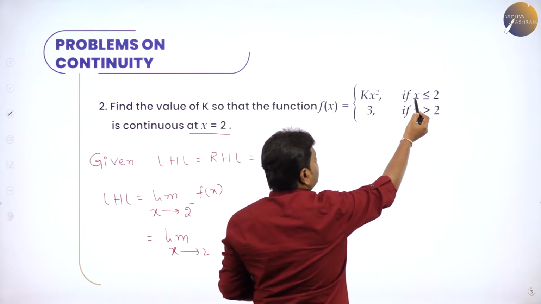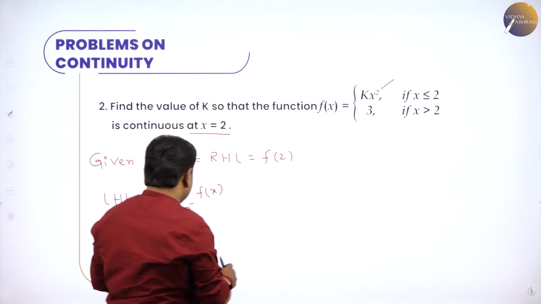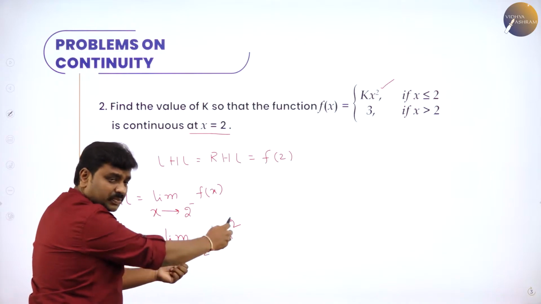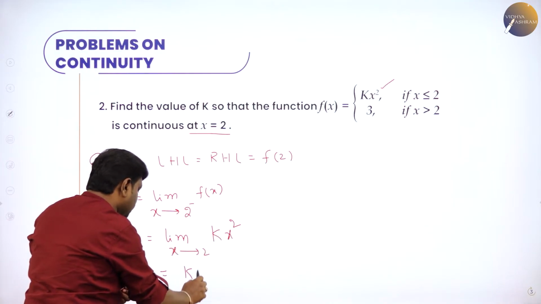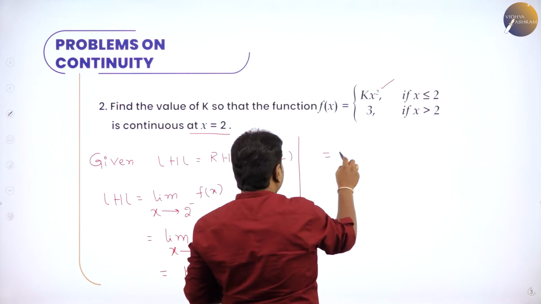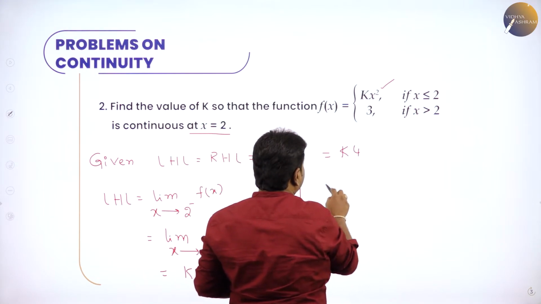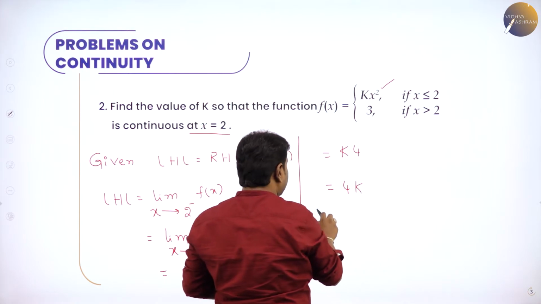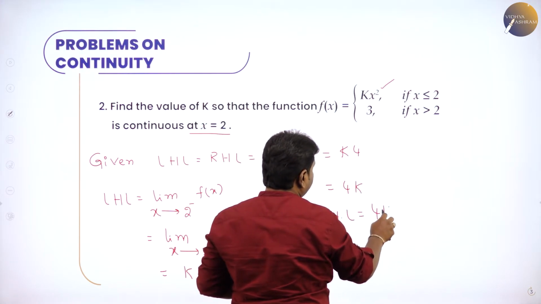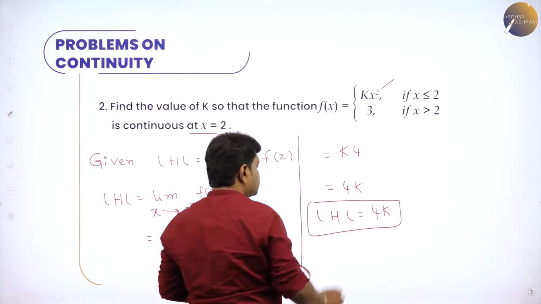When x is less than 2, what is the function? Kx square. And now extends to 2 means in the place of x put 2. So it will become k into 2 square. All of you know what is k into 2 square. So k into 2 square means it will become k into 4, or I can say 4k. So now we got LHL, left-handed limit. You got 4k. I hope all of you understood this.